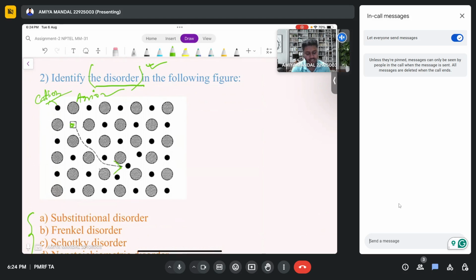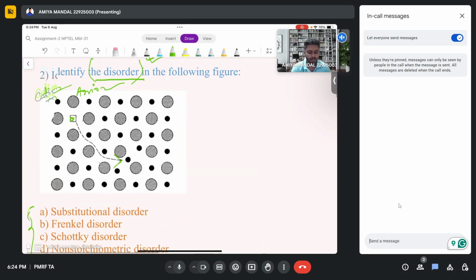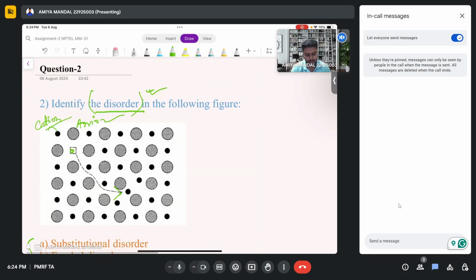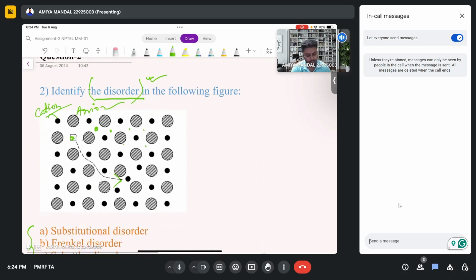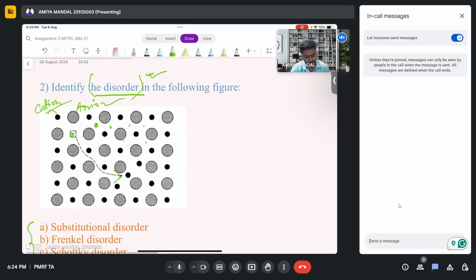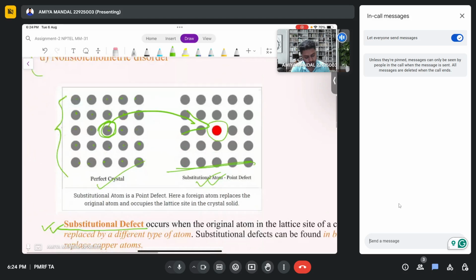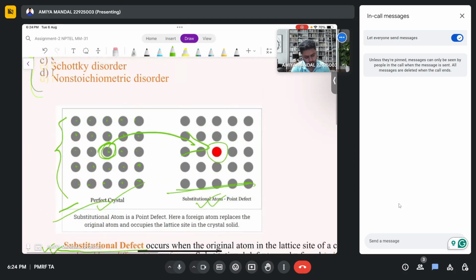This is an interstitial position. What is the interstitial? The interstitial position is the position between the anion and cation positions. This is the void position. Okay, these are the interstitial positions. These are not related to the atomic positions. So substitutional disorder is not the correct option.